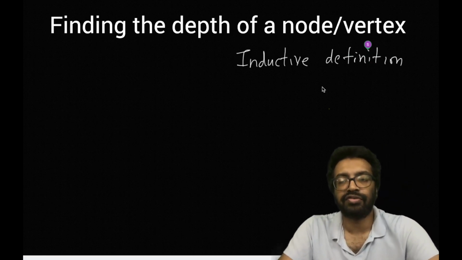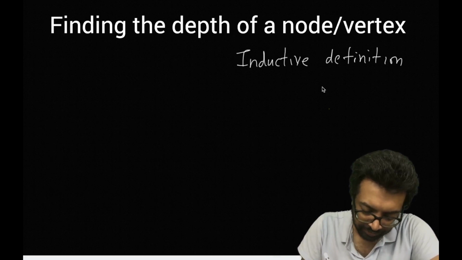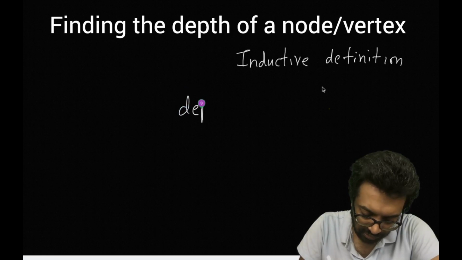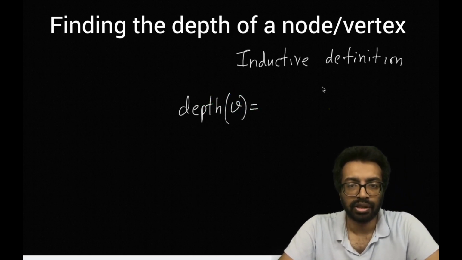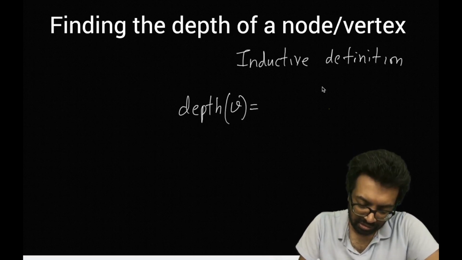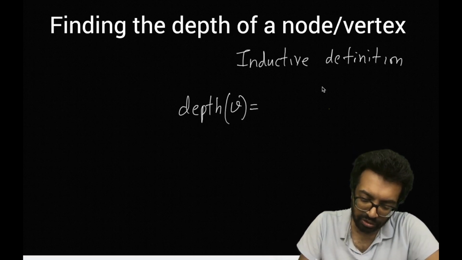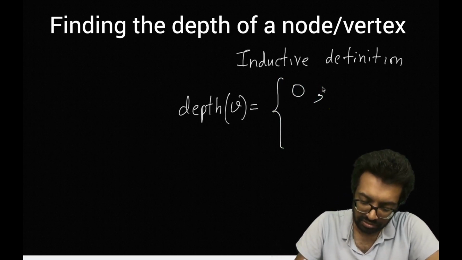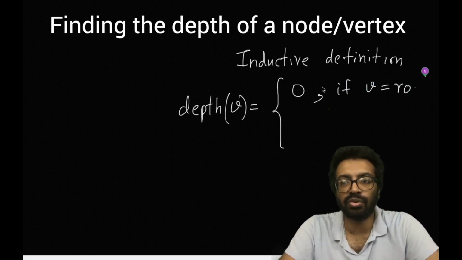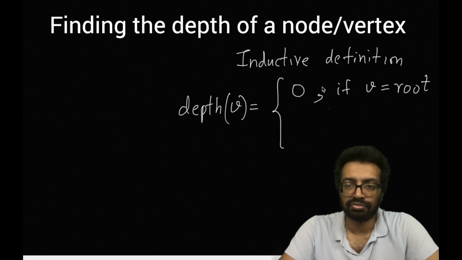An inductive definition consists of two parts. One is the base case. I'm writing the depth of a node V. The depth of a node V consists of two parts. It's zero if, when is it zero? That's the base case: if V is the root node, we know the depth of V is 0. Good.